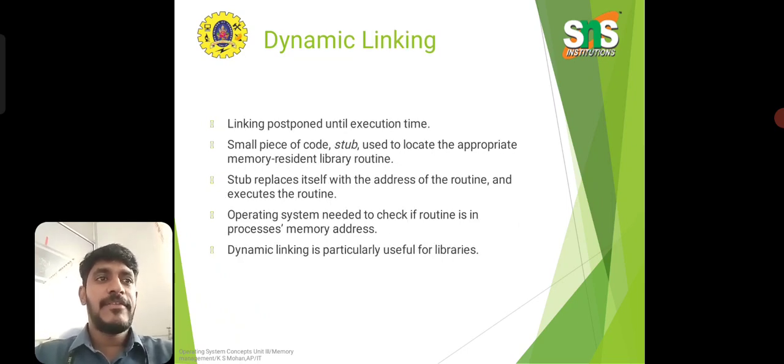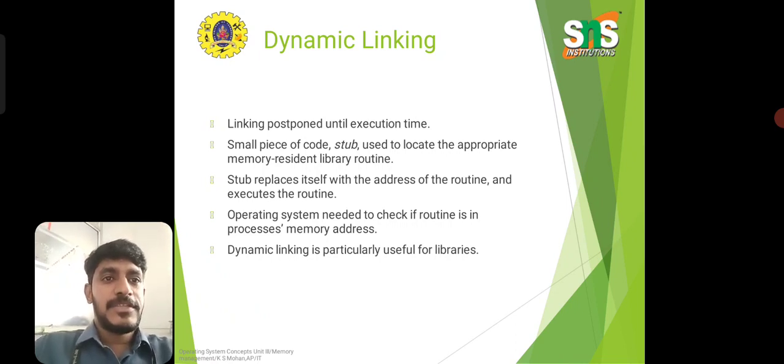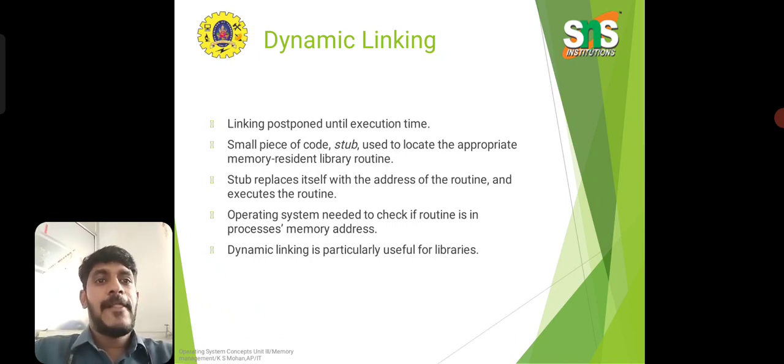Next, dynamic linking, where linking is postponed until execution time. A small piece of code, the stub, is used to locate the appropriate memory-resident library routine. The stub replaces itself with the address of the routine and executes the routine. The operating system is needed to check if the routine is in the process's memory address space. Dynamic linking is particularly useful for libraries.